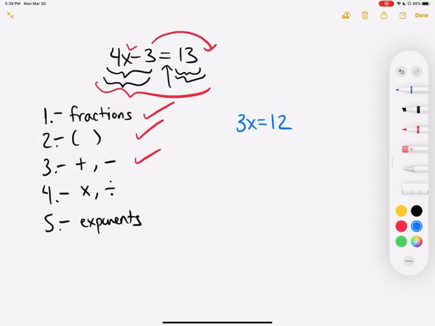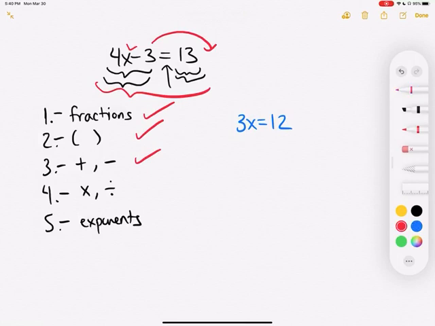So all I have here is a positive 3x and a positive 12. But we don't have an addition, right? We don't have two terms with a negative or a positive sign in between. It's just one term on each side. So we don't have any additions or subtractions.